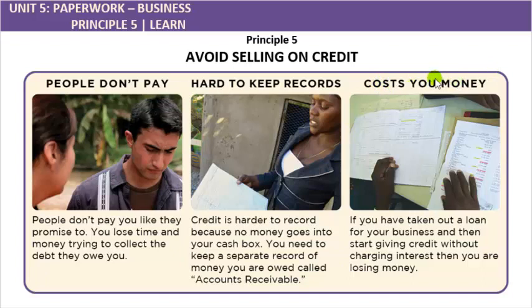Reason number three why you have to avoid selling on credit is that it costs you money. Assume you took a loan for your business, and then you start giving your products out on credit without charging interest, then you are losing money. So if you give credit, you charge interest. Without charging interest, you are losing a lot of money, isn't it?